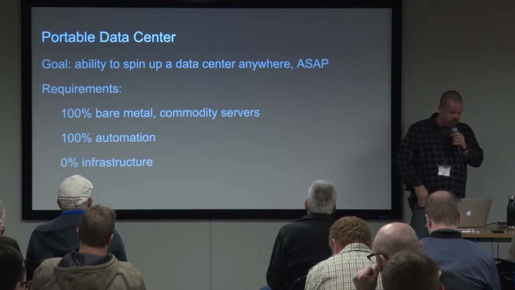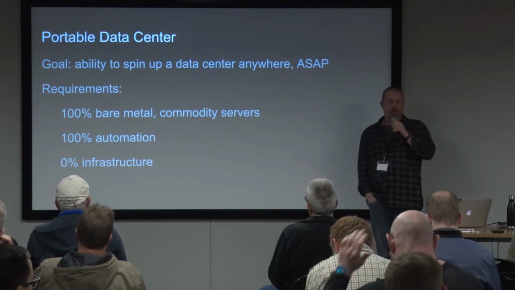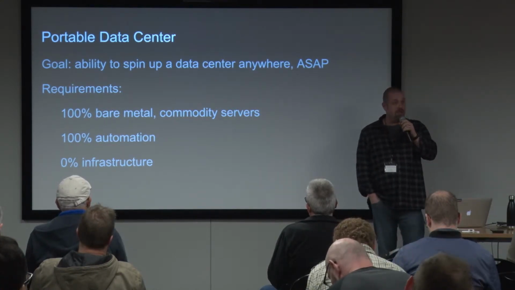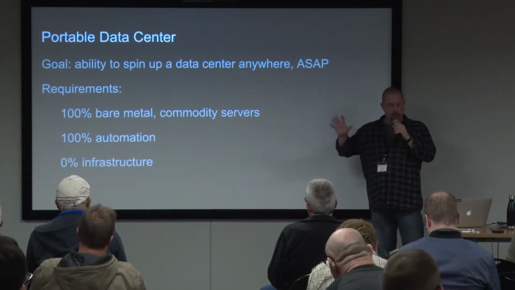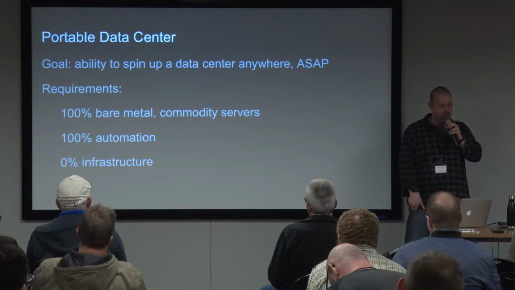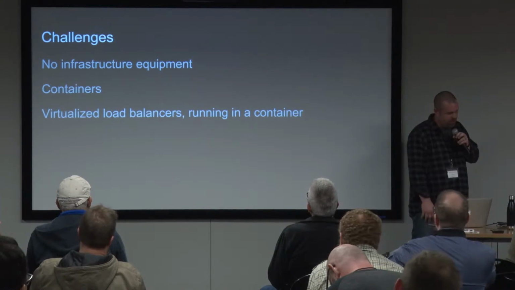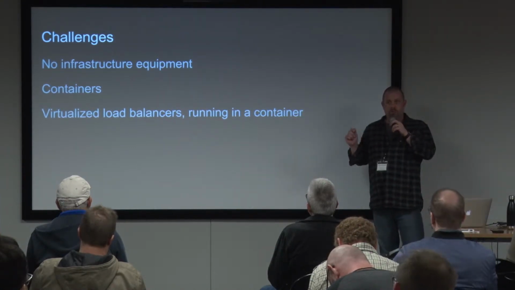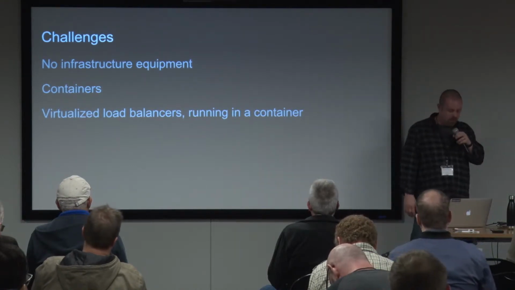So the requirements for this are 100% bare metal commodity servers, 100% automation, 0% infrastructure. And by infrastructure, I mean network equipment, that stuff, right? Your core network infrastructure. So this is 100% colo, right? So we don't own the data center. We are just a tenant. Some of the challenges: no infrastructure equipment, right? That's how do you do network intrusion detection when you have no access to the network devices?